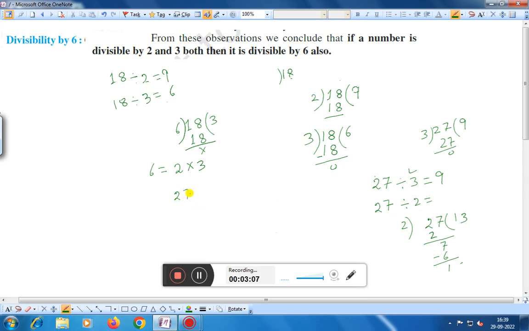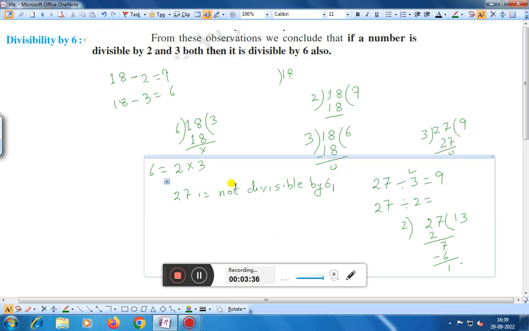Therefore, 27 is not divisible by 6. Right? That means if a number is divisible by 2 and 3 both, only then it is divisible by 6. Okay, for example 18 is divisible by 2 and it is also divisible by 3, therefore 18 is divisible by 6 also. Right? This is the divisibility rule of 6.